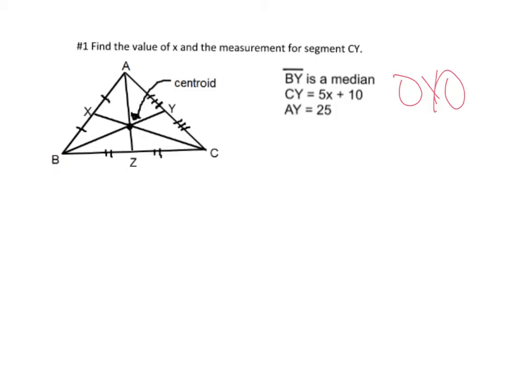All right, next example. Find the value of x and the measurement for segment CY. I'm going to let you guys attempt this problem on your own. It is very similar to the previous problem, okay? They're telling us that BY is our median, so therefore AY is congruent to CY. Knowing that, you should be able to solve for x, and then you should be able to figure out what the segment CY is. So on your own.